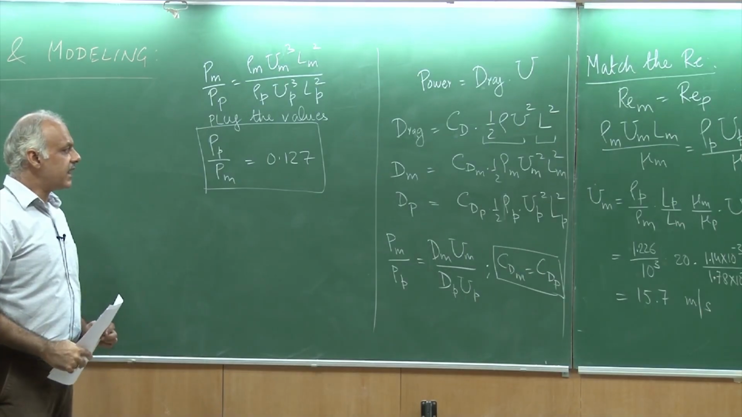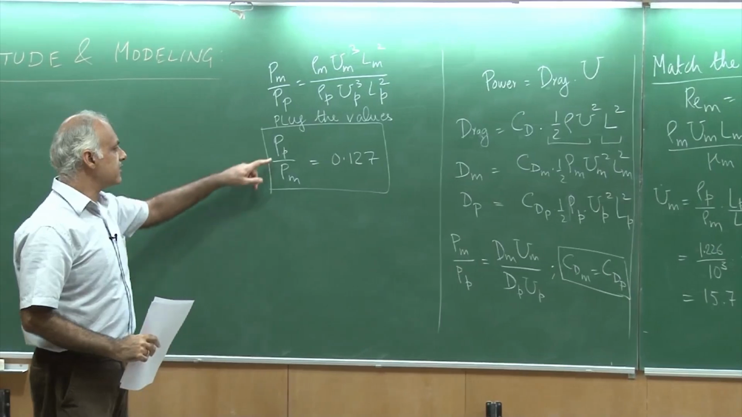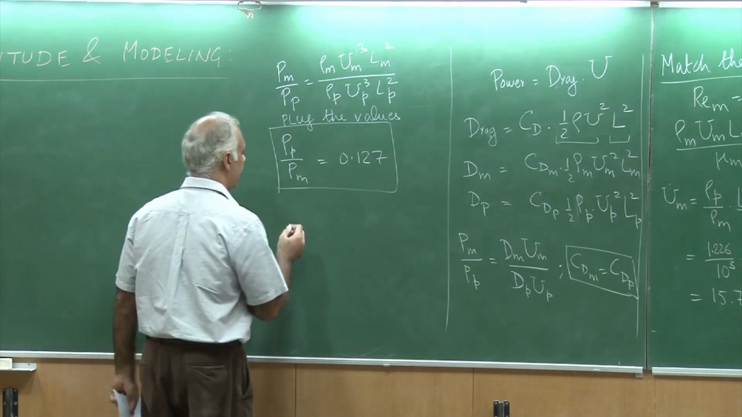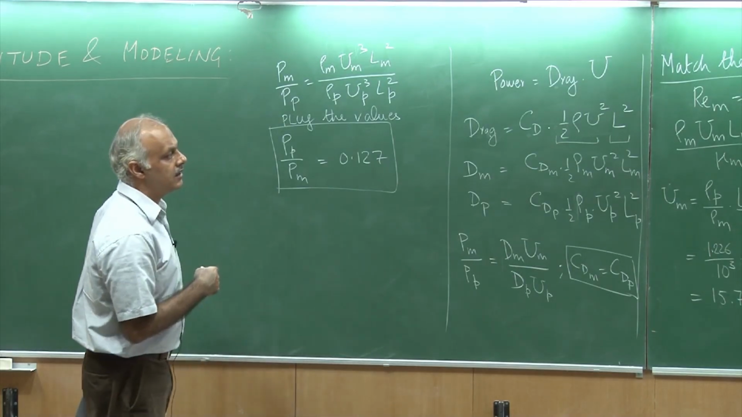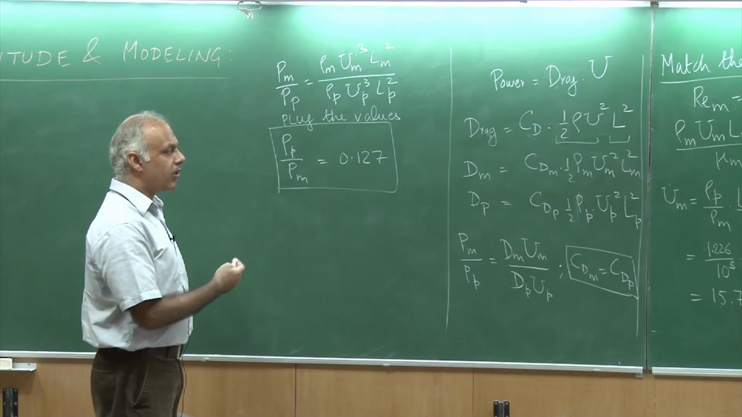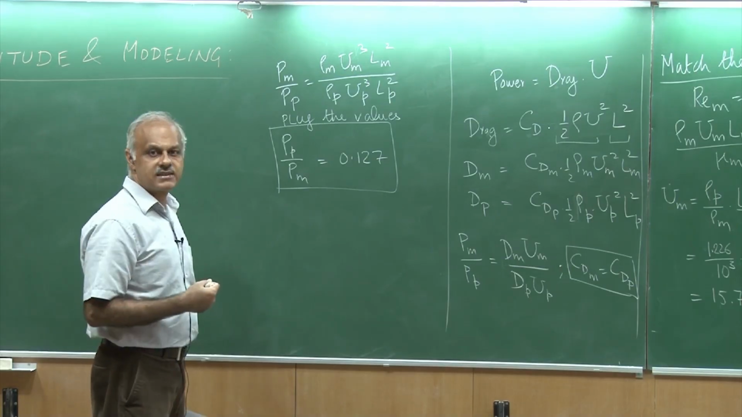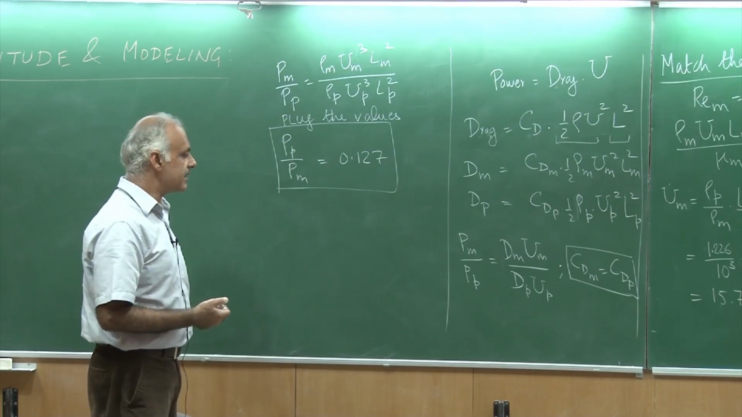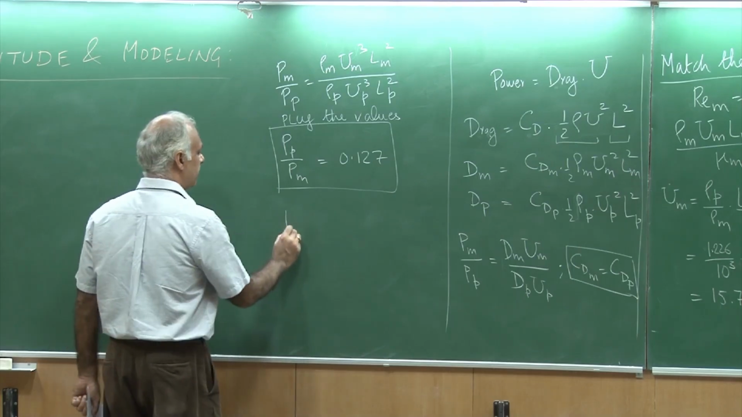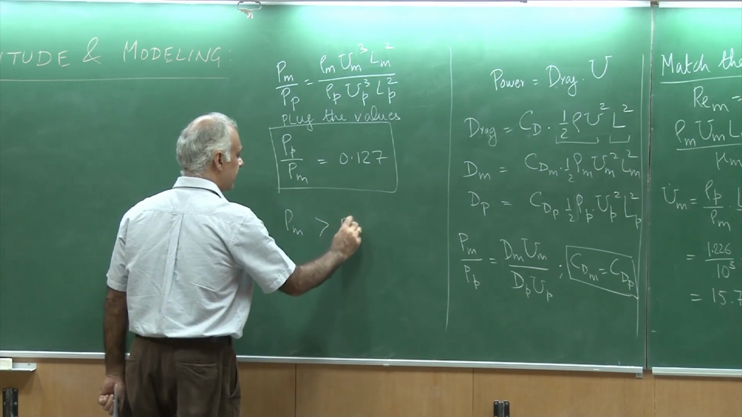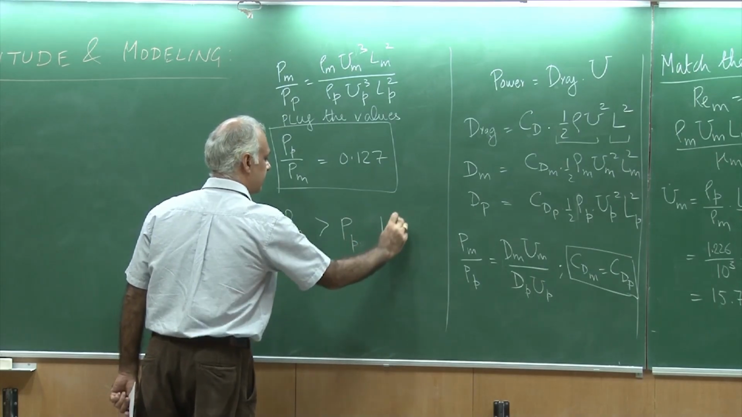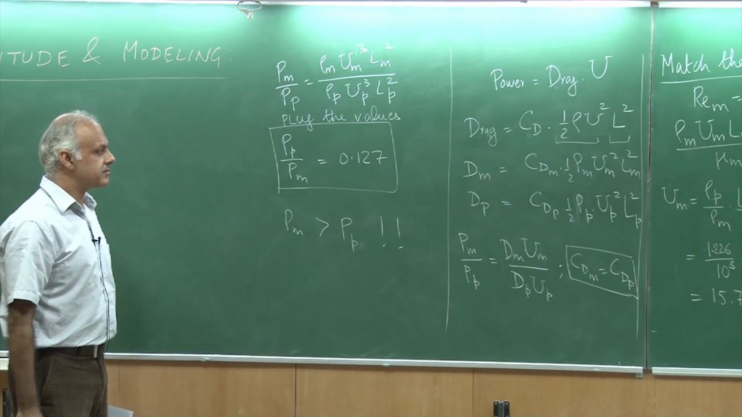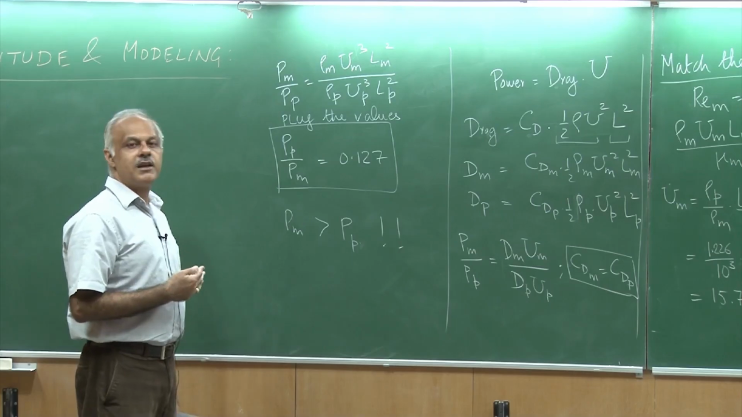So, the bottom line is that I would actually spend more power in towing the model. Although it is a 1/20th scale model, because I am towing it in water, and you will notice the speed is larger, it is 15.7 meter per second as opposed to 10 meter per second. So, P model is larger than P prototype, which is a little bit surprising, but that is what it is. So, that concludes example number 1.